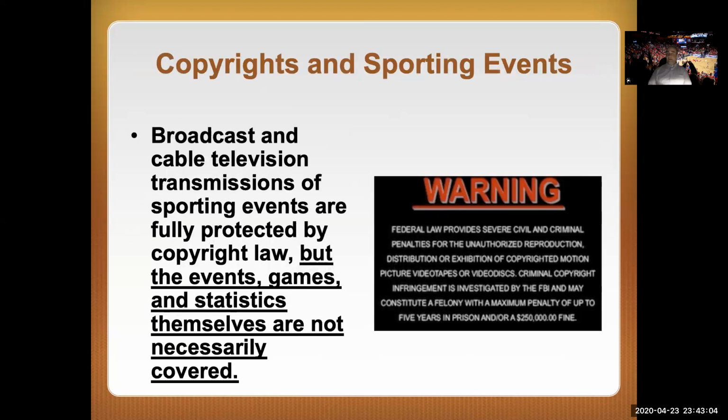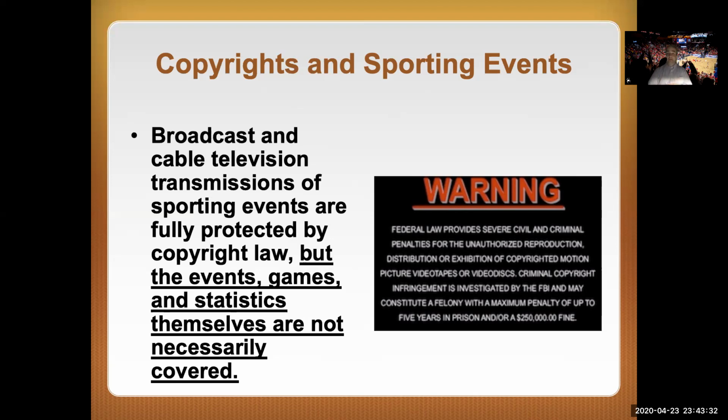All right, copyrights and sporting events. The broadcast and cable television transmissions of sporting events are fully protected by copyright law, but the events, games, and statistics themselves are not necessarily covered. The reason they're not necessarily covered: no authorship. Who produces it, how does the game come to be? Well, the two teams play. Well, that's not one person.